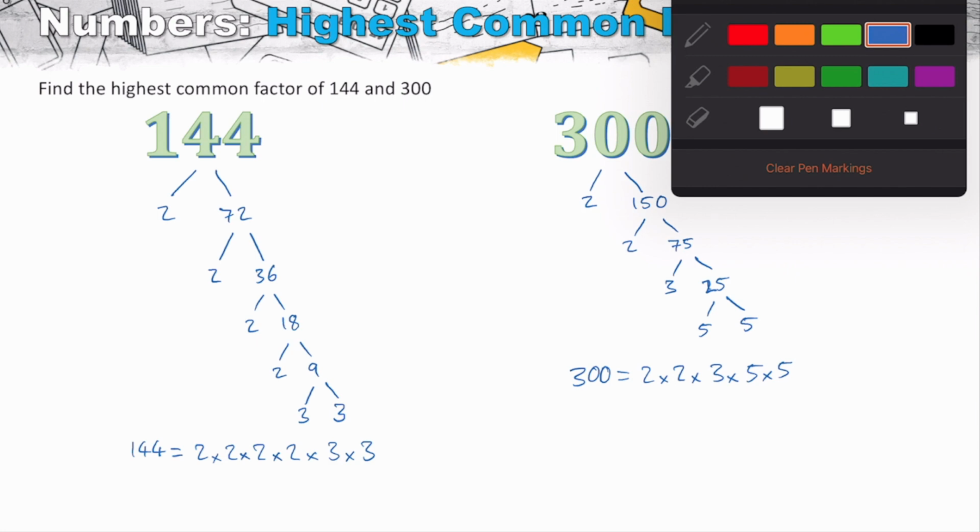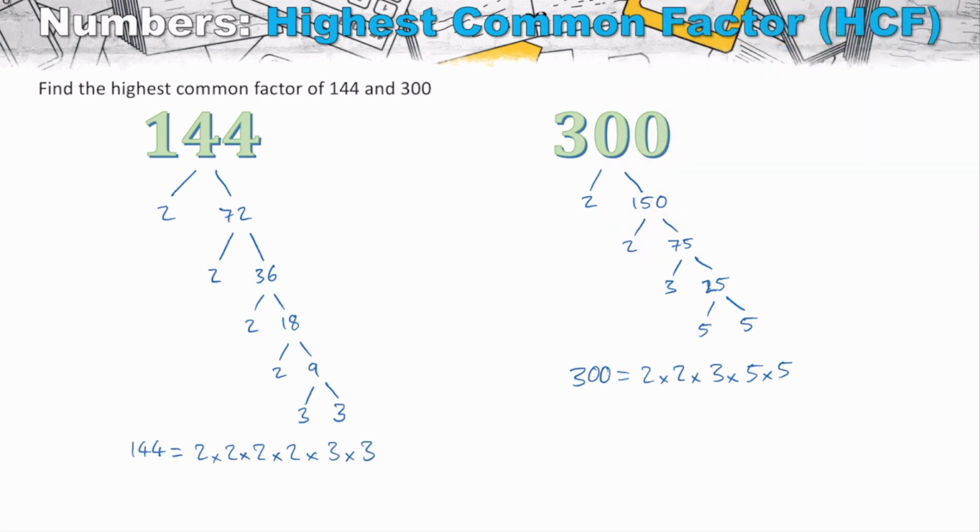And now what we want to do is look at where these match up. So I can see here that we've got a 2 here and here. We've got a 3 here, and that's about it. We don't have any 5s that match. So our highest common factor should be 2 times 2 times 3. I'm just going to call it HCF for this. Now 2 times 2 is 4, times 3 is 12. So what we've just discovered is both of these numbers should be divisible perfectly by 12. And I can tell you they are.